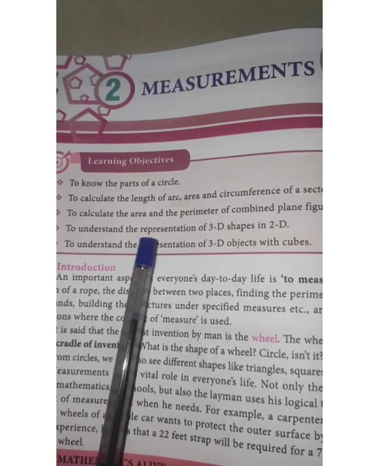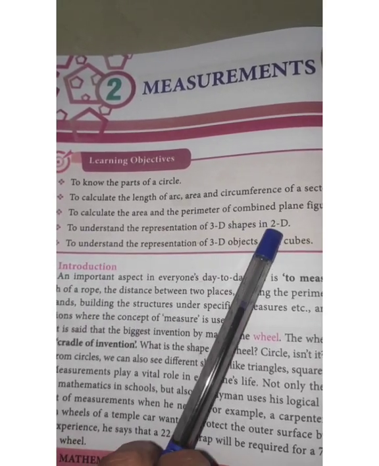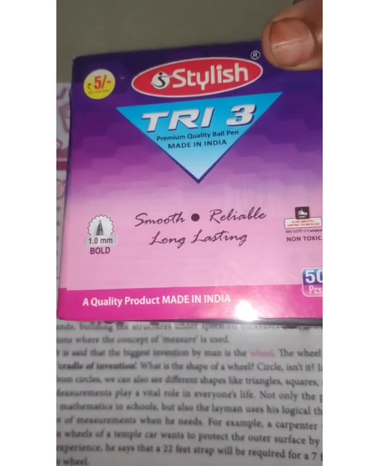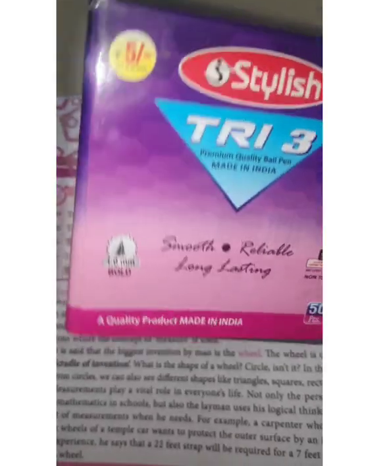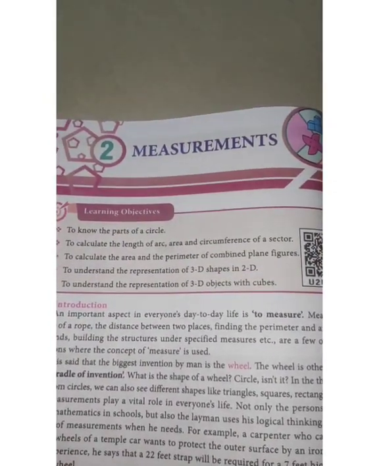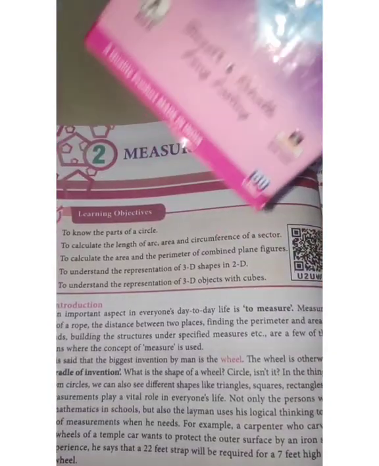Next, understand the representation of 3D shapes in 2D. What is the meaning of 2D and 3D, two dimensions and three dimensions? You see the picture. This is one picture, and it is called 2 dimensional. The full shape, with one side, second, third, fourth, and down, is called 3 dimensional. Simply put, a flat picture is 2 dimensional, and shapes that show all sides are 3 dimensional.